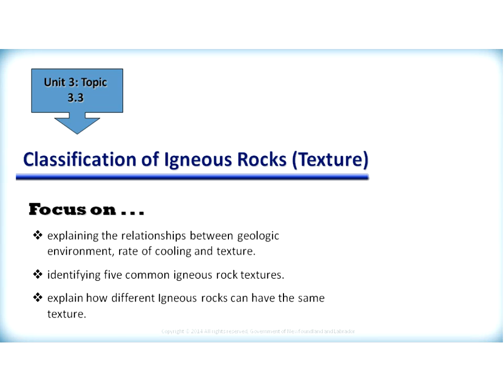Unit 3, Topic 3.3. Here we will discuss the classification of igneous rocks, and our focus will be on texture. This presentation will focus on explaining the relationships between geologic environment, rate of cooling, and texture. Focus on identifying 5 common igneous rock textures. And a focus will be on explaining how the different igneous rocks can have the same texture.